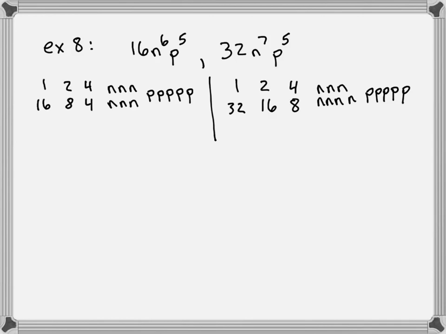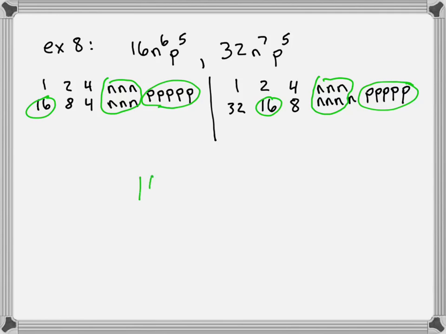What is in common to both? The largest number in common to both is 16. 6 n's are in common to both, and 5 p's are in common to both. So my greatest common factor would be 16 n to the 6th, p to the 5th.